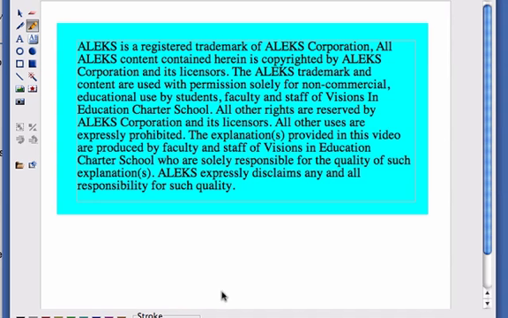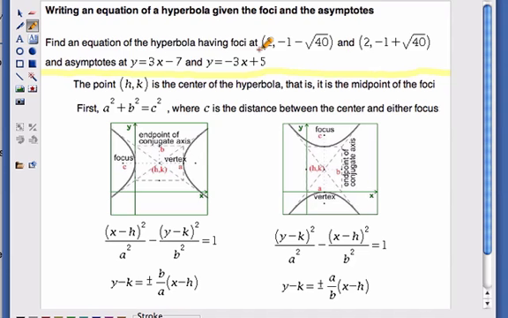Writing an equation of a hyperbola given the foci and the asymptotes. All right, in this problem you're going to be given the two foci and the two asymptotes. So we know that (h, k) is the center of the hyperbola and that is the midpoint of the foci. We also know that a squared plus b squared equals c squared. We're going to need this in order to find either our a or our b value.